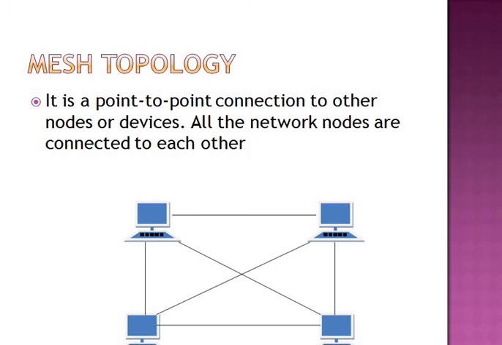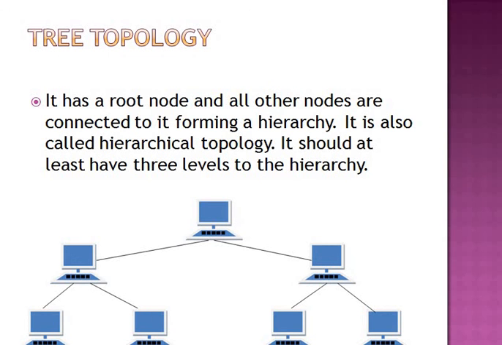The next type is mesh topology. Mesh topology is a point-to-point connection to other nodes or devices. All the network nodes are connected to each other. We can see it in the diagram. Then tree topology. It has a root node and all other nodes are connected to it, forming a hierarchy. It is also called hierarchical topology. It should have at least 3 levels in the hierarchy. See this diagram.